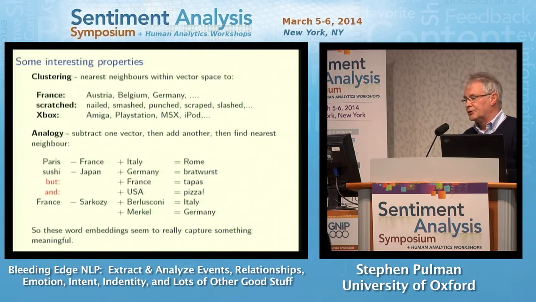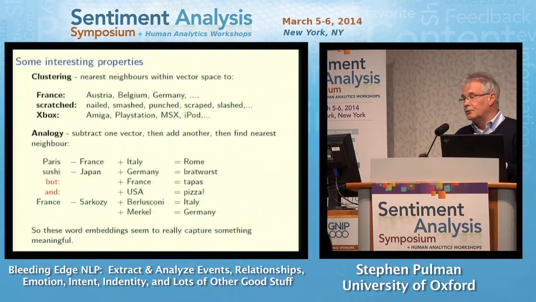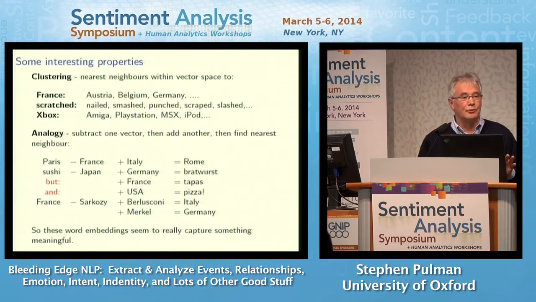So intuitively, if I take the vector for Paris and I subtract from that the vector for France, then add the vector for Italy, I get a vector which doesn't correspond to anything, but I ask, what's the nearest vector to it in that space? And the answer turns out to be Rome. And similarly, sushi, take away Japan, add Germany, get this thing that I can't pronounce properly. It's a kind of sausage.